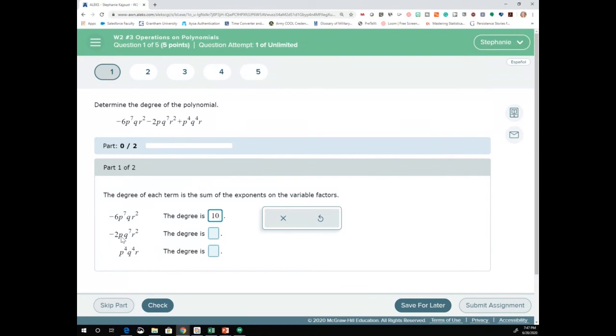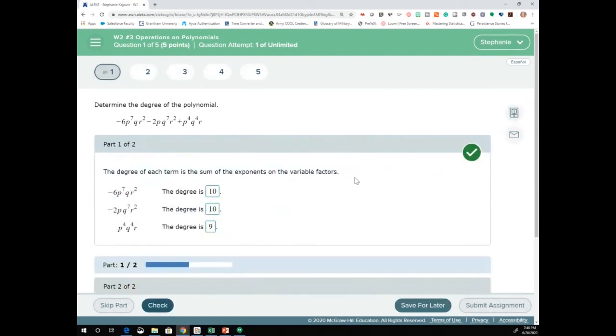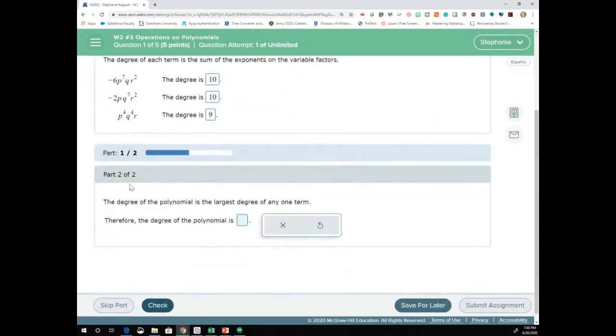Then here we've got a p, so that's degree 1. So 1 plus 7 is 8, plus 2, that's also degree 10. And then here we've got 4 plus 4 and then plus 1. So we're going to get degree 9. So I'll check. Perfect.